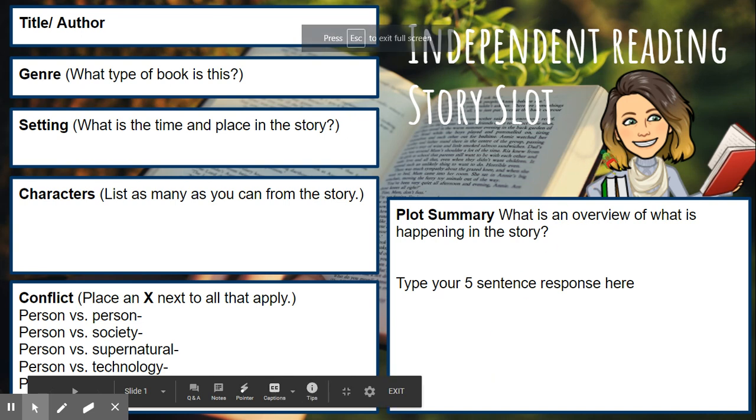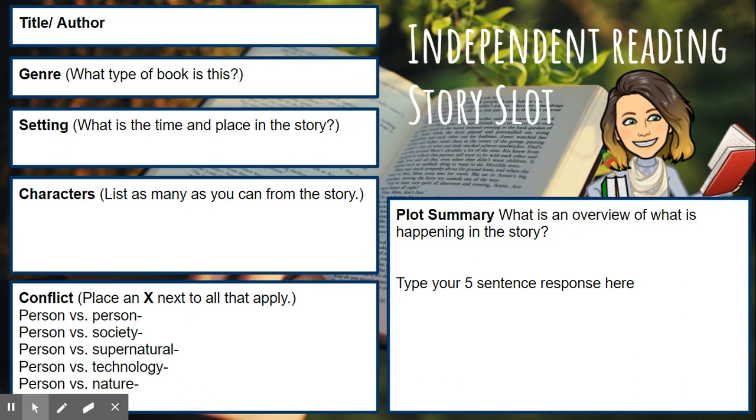Good morning. In preparation for our upcoming activities for our book tasting this week, you will be completing an independent reading story slot today. So this should be done based on the independent reading book that you are currently reading.